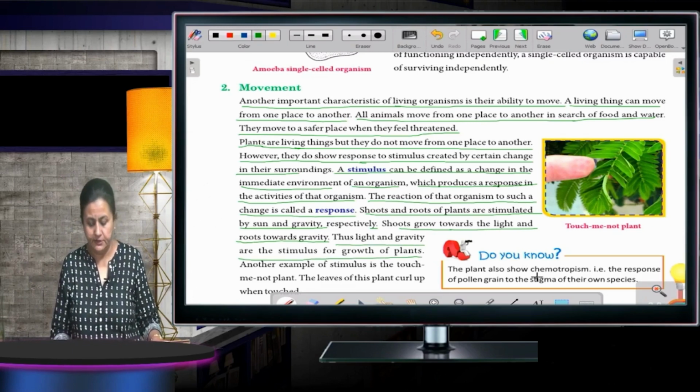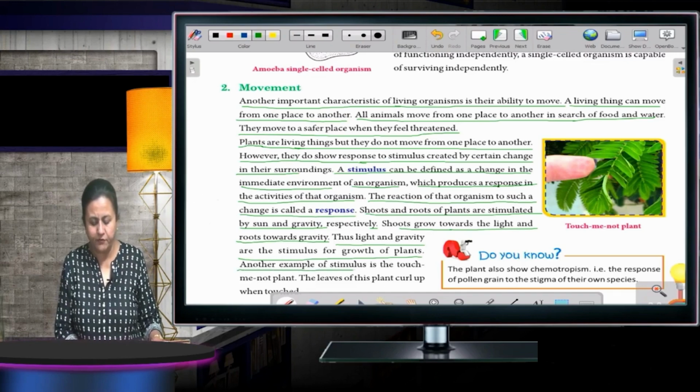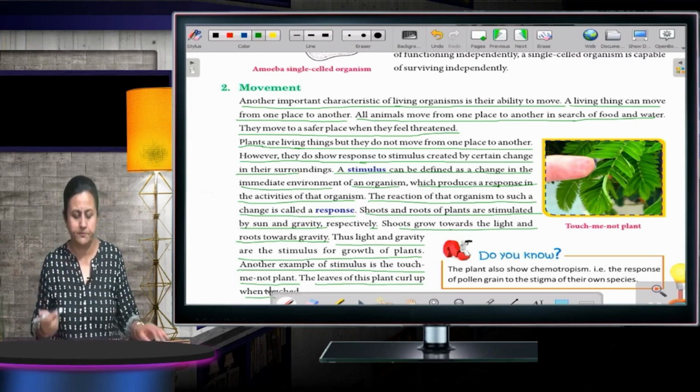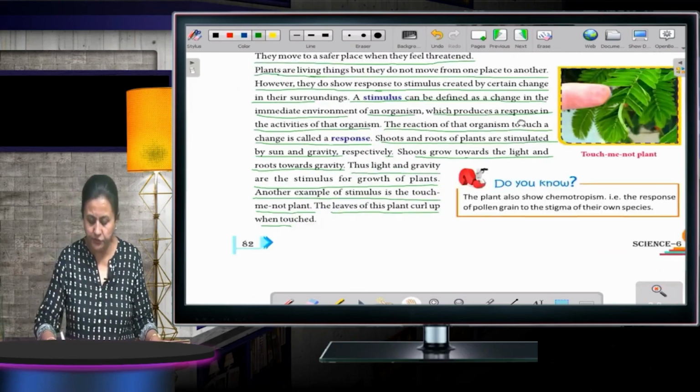Fine, children? Another example of stimulus is the touch-me-not plant. The leaves of this plant curl up when touched. You must have seen touch-me-not, जिसे बोलते हैं ना हिंदी में छुई मुई का plant. The moment you touch it, the leaves will close. Okay. Now, moving to the next one.